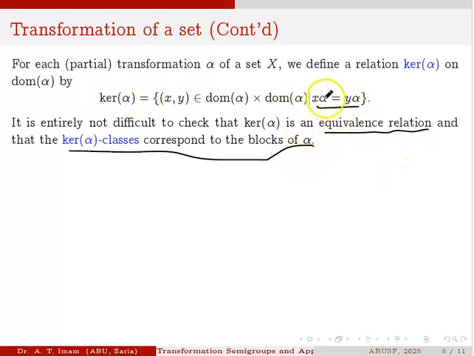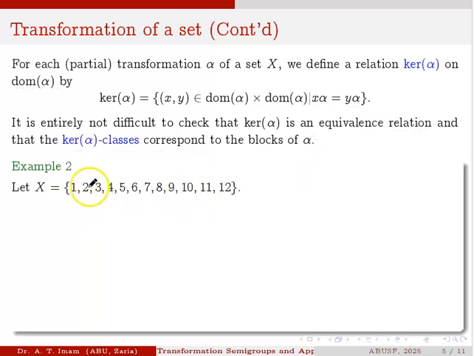It's not difficult to see, because every element has the same image as itself, and if X has the same image as Y, then Y also has the same image as X. And if X and Y have the same image and Y and Z have the same image, then X and Z also have the same image. So it's not a difficult exercise to check that this relation, kernel of alpha, is an equivalence relation. It partitions the domain of the map, and this partition constitutes precisely the kernel blocks of alpha. I give you an example here.